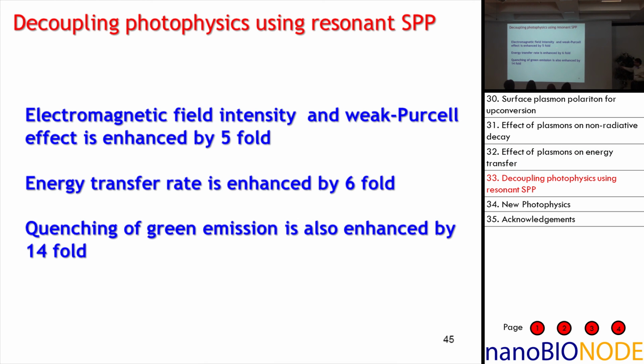The electromagnetic field intensity, which was the weak Purcell-type effect, was enhanced by a modest 5-fold. So it wasn't the best plasmon enhancement by a simple antenna effect. But what really surprised us was even the energy transfer rate, which is very difficult to enhance beyond the nominal value, was enhanced by 6-fold over its flat counterpart. And the quenching, which was not surprising, was strongly enhanced on flat portions of these plasmonic nanopyramids by 14-fold.